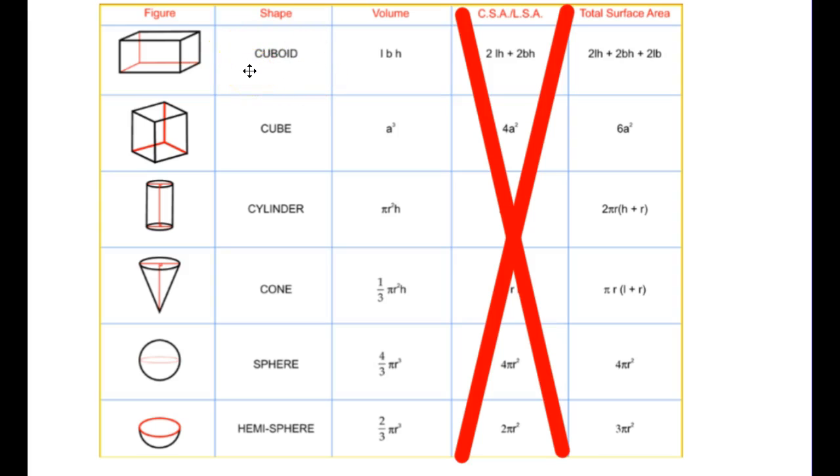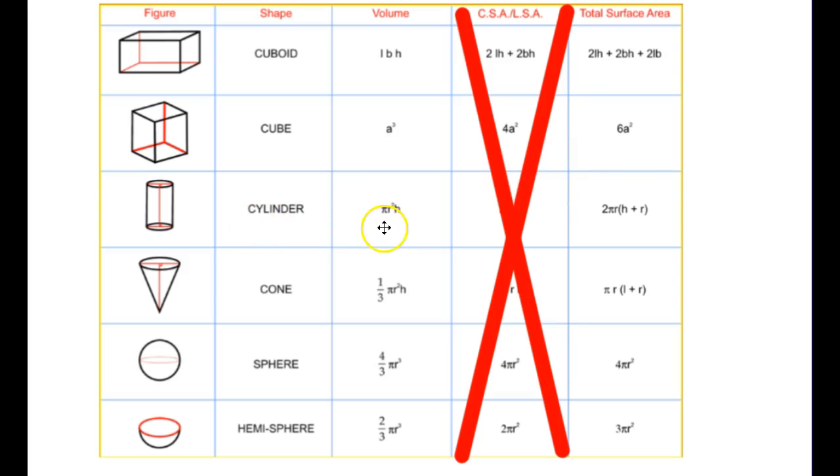Normally, we would call this a rectangular prism. The formula for the volume is length times the base times the height. The total surface area is 2 times the length times the height plus 2 times the base times the height plus 2 times the length times the base. Next is a cube. The volume formula is a cubed. A represents the length of a side. Often you'll have an S for the variable rather than A representing the length of that side. For the total surface area, it's 6 times a squared.